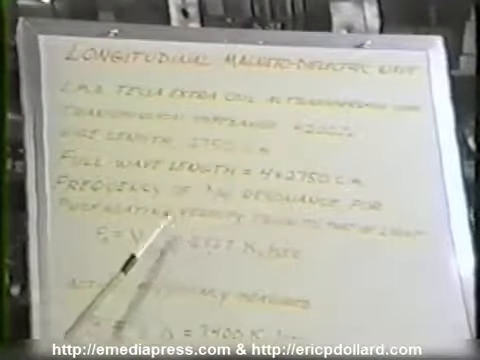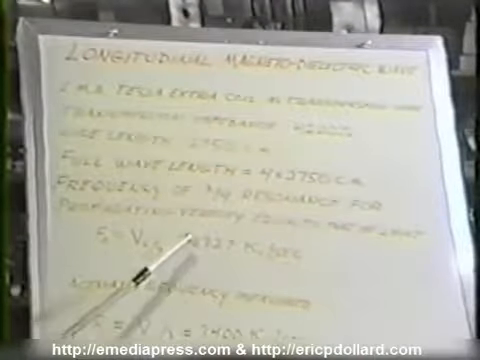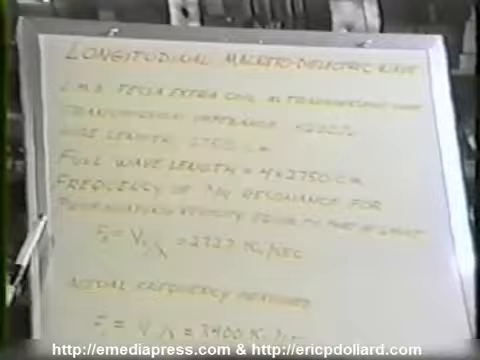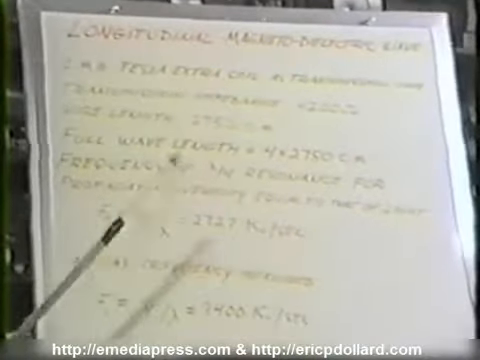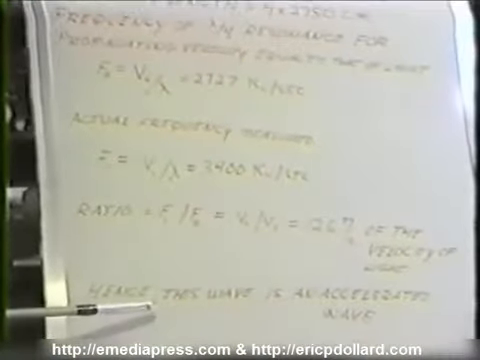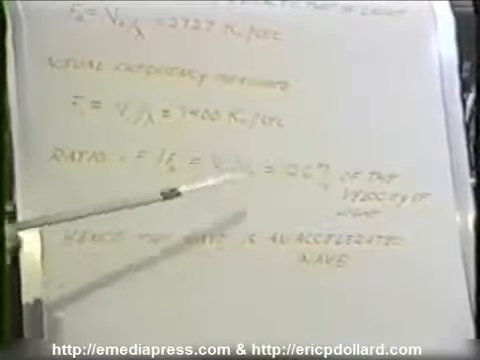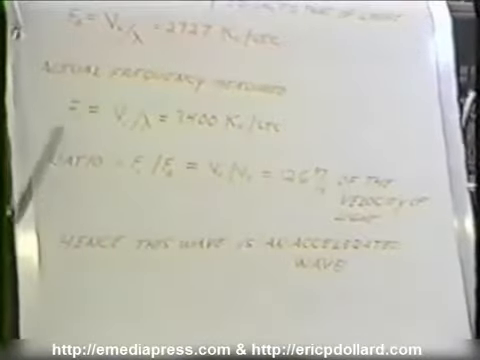4 times 2750. So the frequency of quarter wave resonance for a propagating velocity of this length equaling that of light would be 27 kilocycles, such as before. Our actual frequency measured, of course, was 3,400 kilocycles per second. So taking our ratio of frequencies or velocities gives us a velocity of 126% of the velocity of light. Hence, this wave is an accelerated wave.